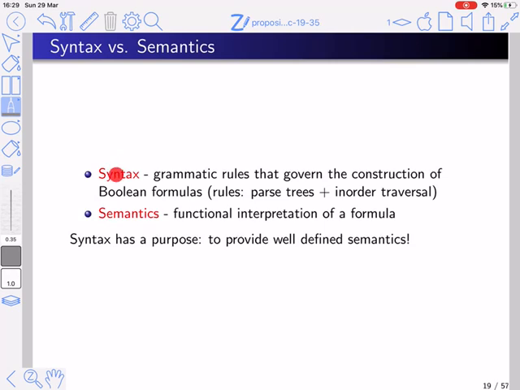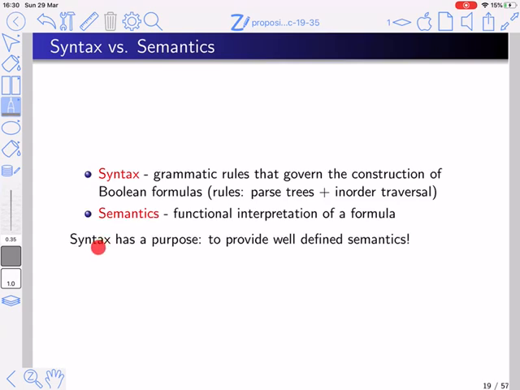Syntax refers to grammatical rules that govern the construction of Boolean formulas. The rules that we use are parse trees and in-order traversal of the parse trees that help us define what a Boolean formula is. Semantics, on the other hand, are the functional interpretation of a formula. Namely, we take a Boolean formula and we view it as a representation of a Boolean function, just as a truth table represents a Boolean function.